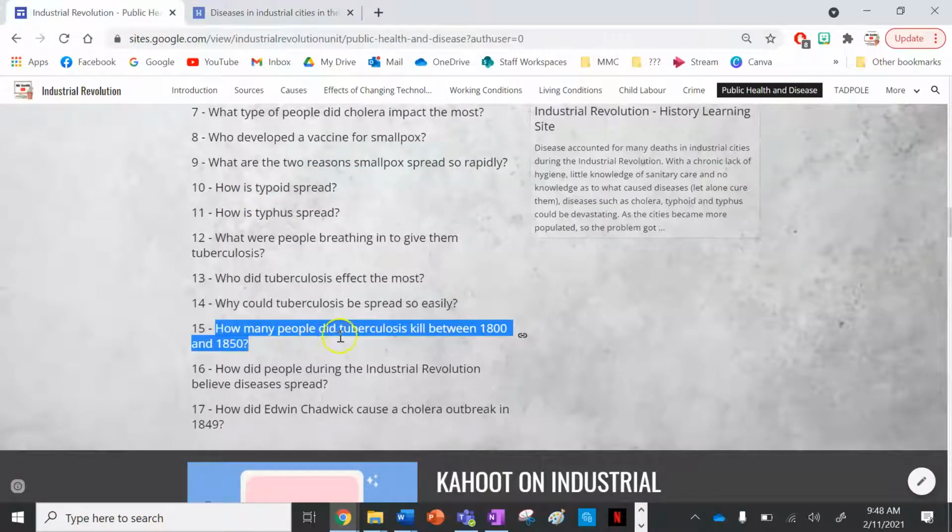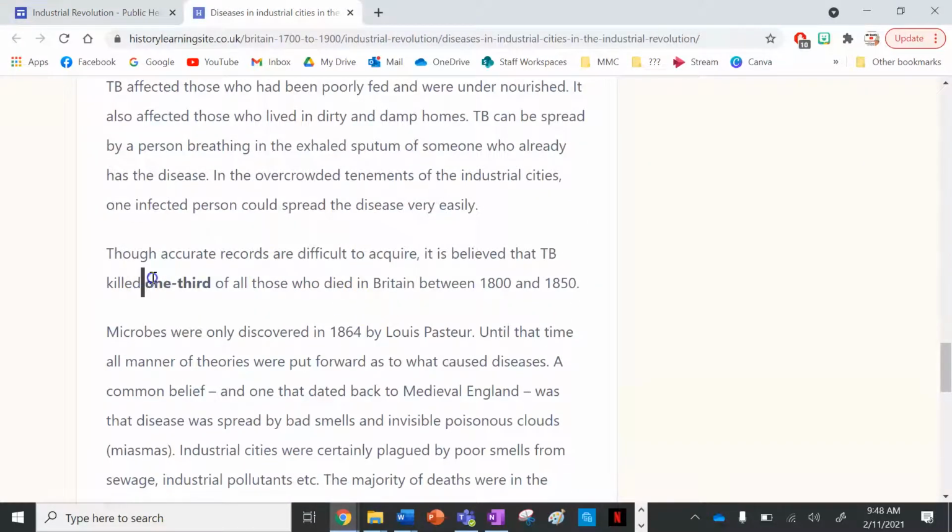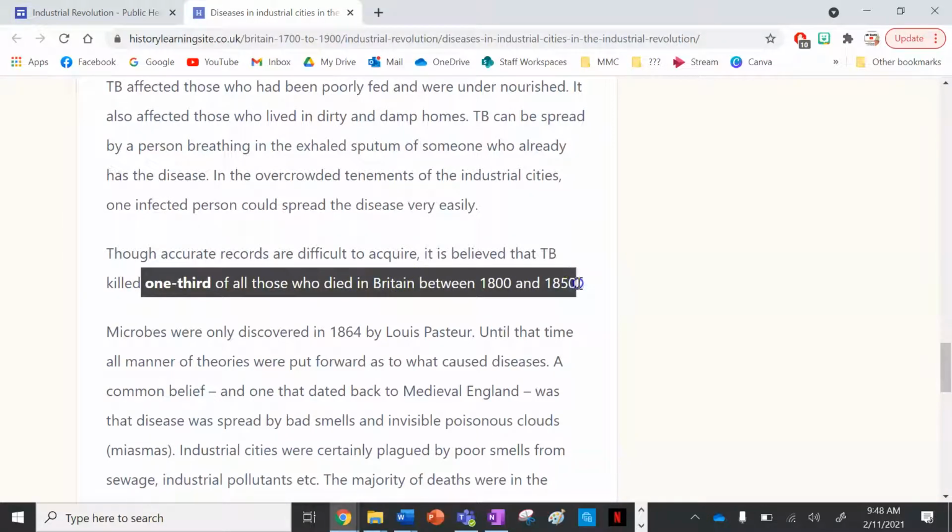Number 15, how many people did tuberculosis kill between 1800 and 1850? This answer is quite astonishing. It killed 1/3 of those who died in Britain between 1800 and 1850. That is an absolutely phenomenally devastating statistic. It killed 1/3 of all people who died in Britain in this 50-year period.